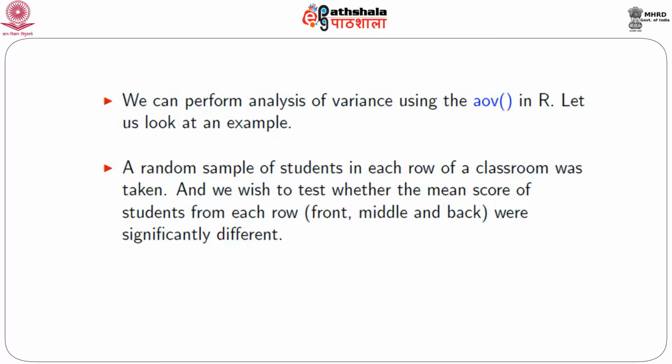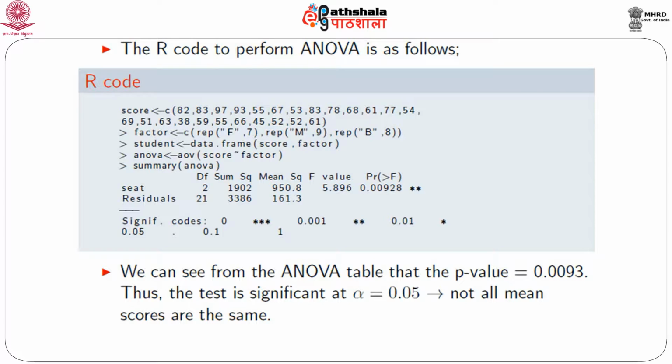Let us look at an example. A random sample of students in each row of a classroom was taken, and we wish to test whether the mean score of students from each row, front, middle and back, were significantly different. The R code to perform ANOVA is as follows.